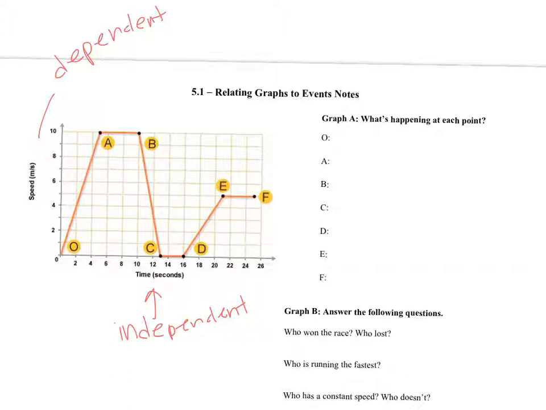So it's different than a position graph, so you really need to be careful about what your dependent variable is representing. So I'm just going to write what's happening at each point. So at point O, we're starting to speed up. At point A, we reach maximum speed.